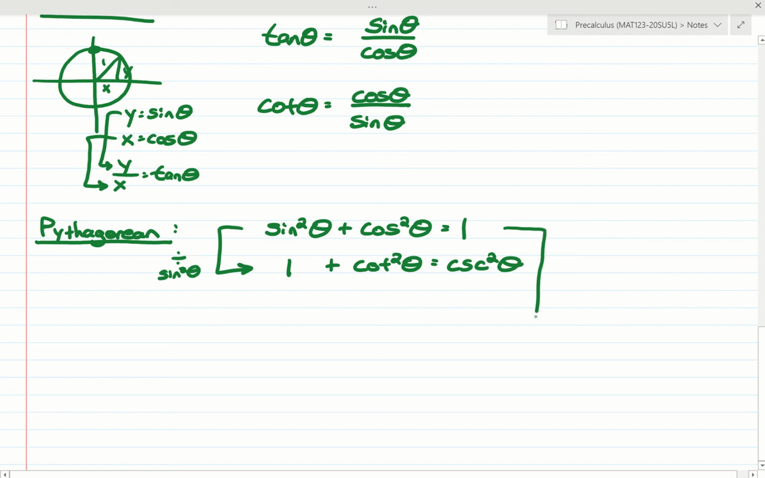And then if we divide everything here by cosine squared, we get tangent squared plus 1 is equal to secant squared.